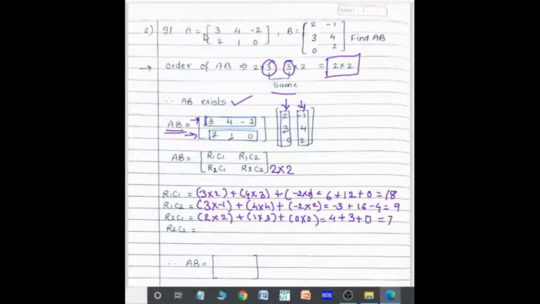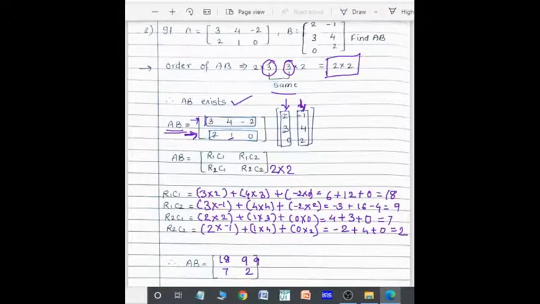For R2C2, again we are going to take this second row and second column. For second row and second column, multiply each element. 2 into minus 1 plus 1 into 4 plus 0 into 2. Write down the answer. It is minus 2 plus 4 plus 0. The answer is 2. So after replacing R1C1, R1C2, the elements will get 18, 9, 7, and 2. So this is the required matrix AB of order 2 by 2.